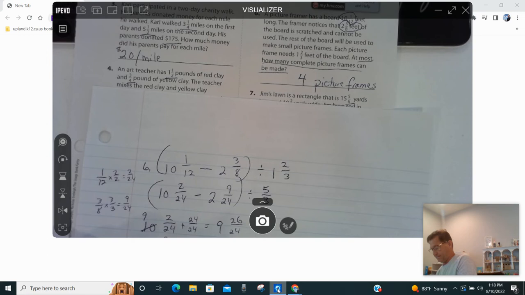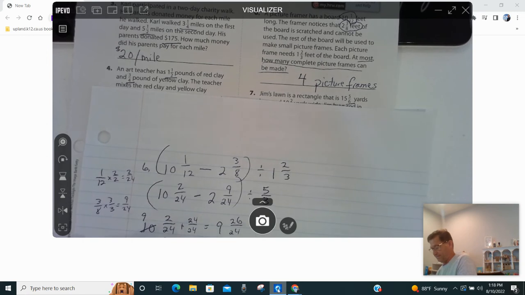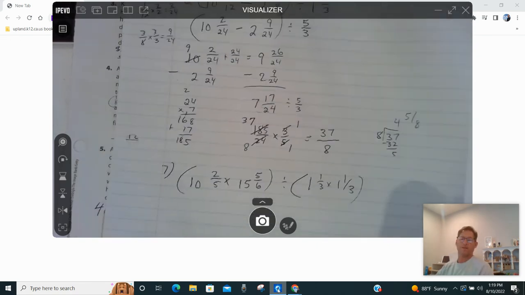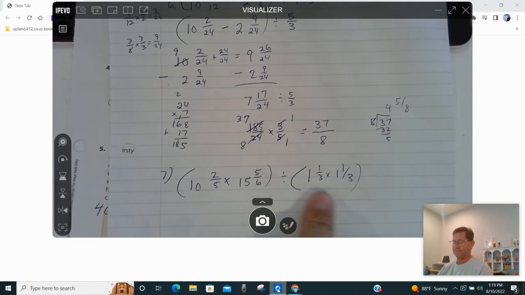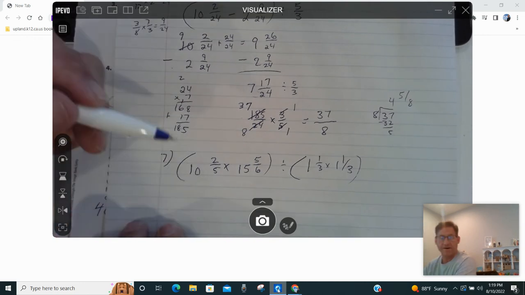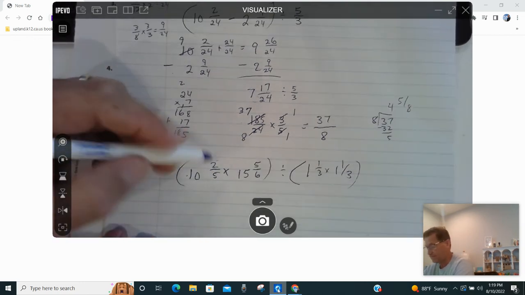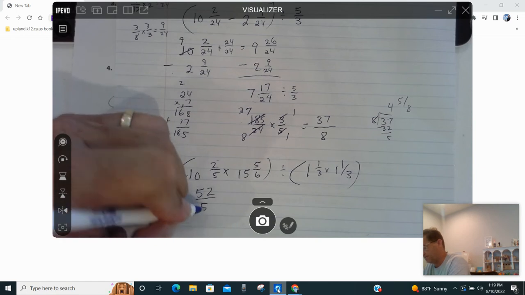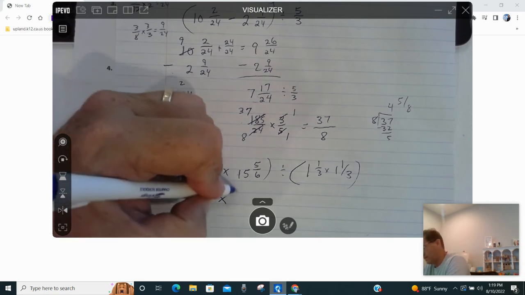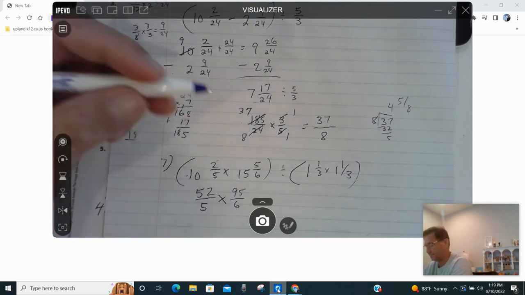So here we have 10 2/5 times 15 5/6. I'm going to divide that by 1 1/3 times 1 1/3. Okay. So this is the area of the lawn, and this is the area of each piece of sod. All right, so let's change these into fractions greater than 1. 10 times 5 is 50, plus 2 is 52 fifths. 6 times 15 is 90, plus 5 more is 95 sixths.